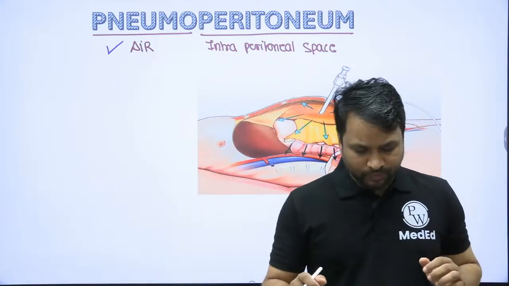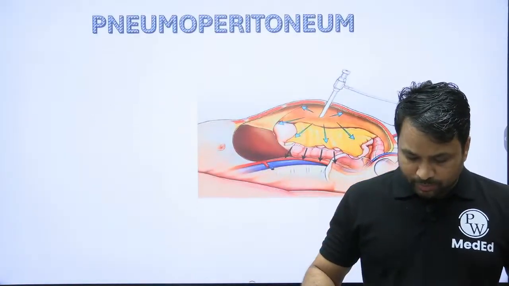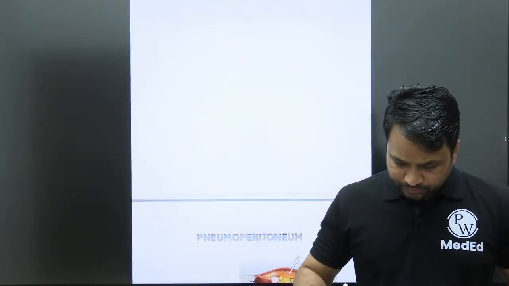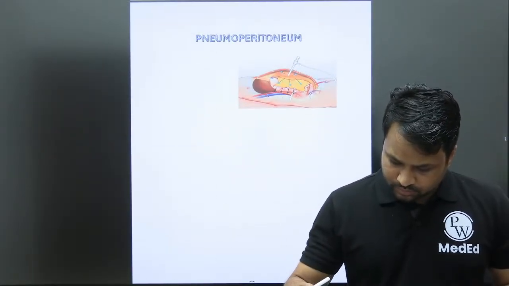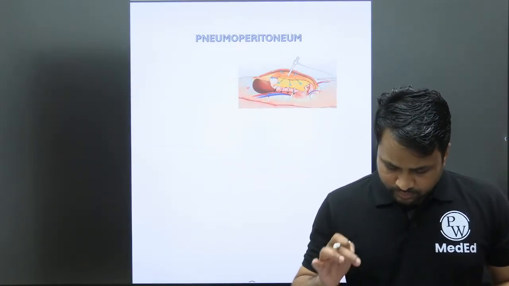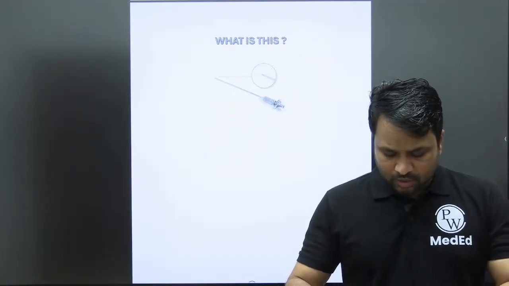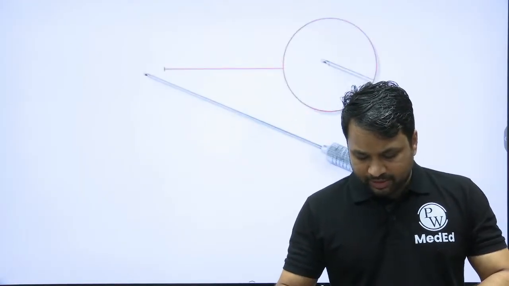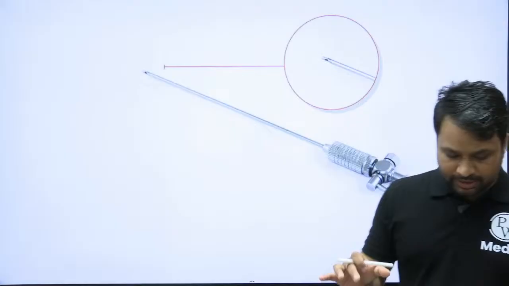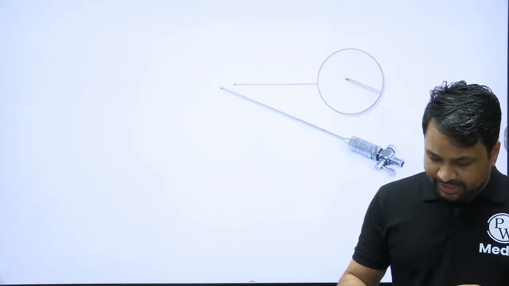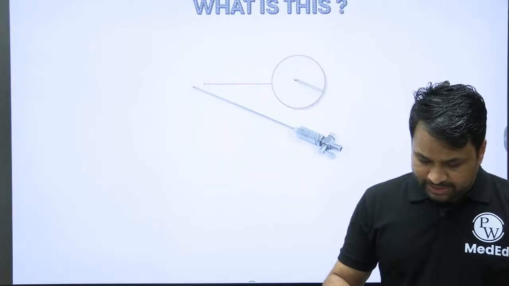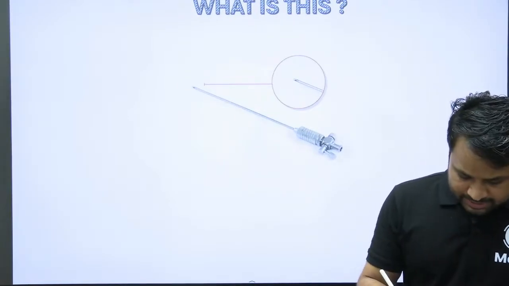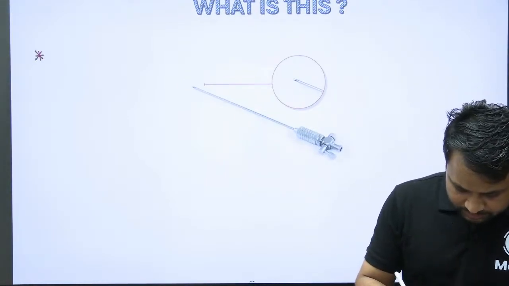ठीक है. चलो, तो अब ये न्यूमोपेरिटोनियम बनता कैसे, how do you create it? Now, to create pneumoperitoneum, I will be using this particular instrument. ठीक है. तो सवाल ये है कि अगर आप देखोगे ये क्या इंस्ट्रूमेंट है. ठीक है. Now this instrument, as I say, what is this? This is your Veress needle.